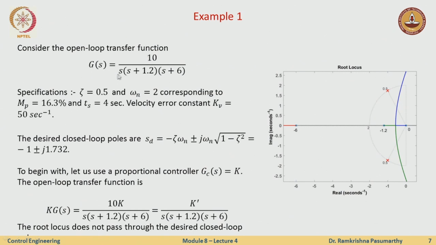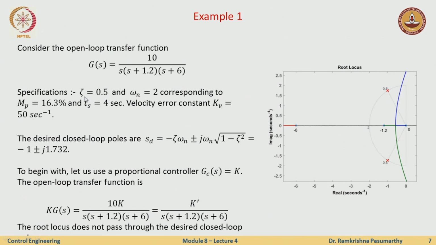G of s is 10 over s, s plus 1.2, s plus 6, and the desired specifications are the damping coefficient being 0.5 and omega n being 2, and this corresponds to a peak overshoot of 16.3%. I know the formulas to compute this, and a settling time of 4 seconds. In addition, I also desire that the error constant should be 50.